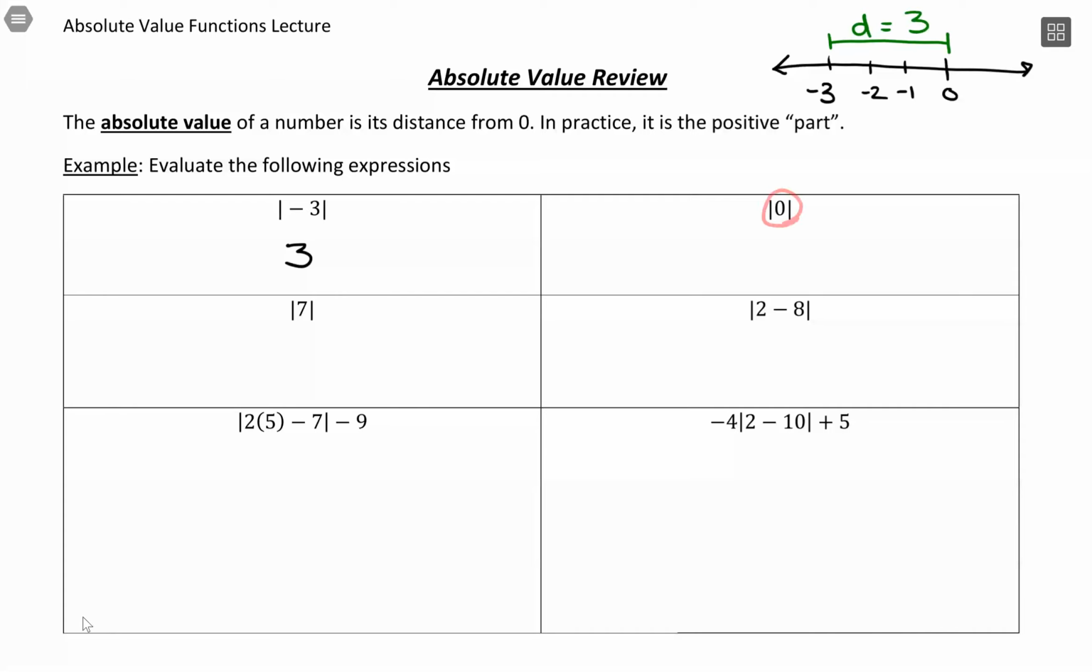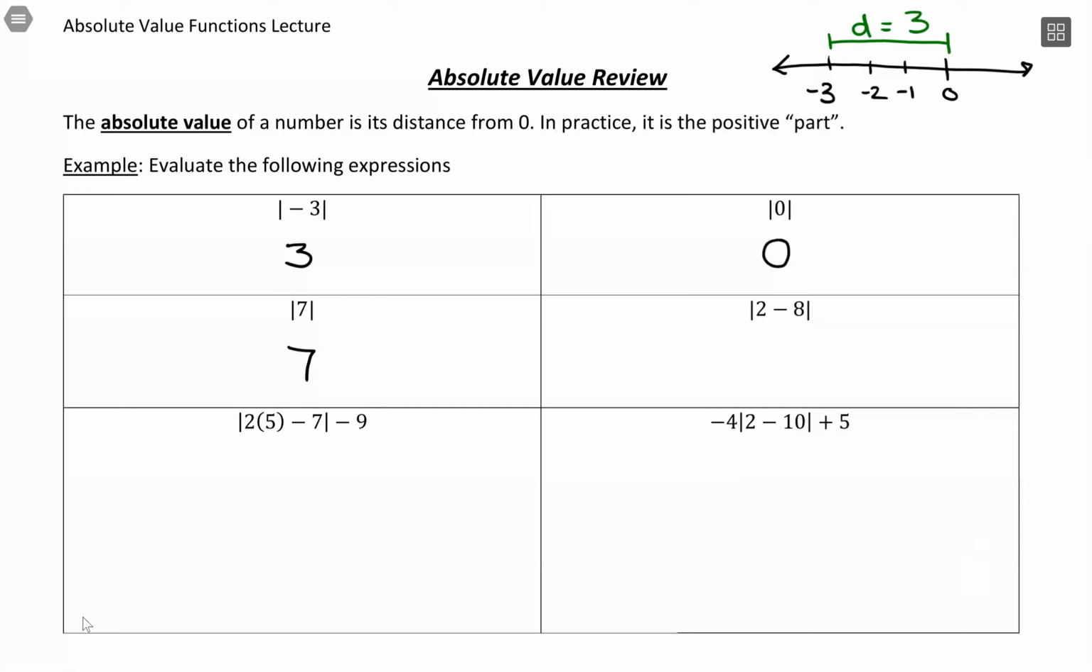If we want the absolute value of 0, well, the distance from 0 is 0. So if you have the absolute value of 0, it's just equal to 0. Absolute value of a positive number is just that positive number. 7 would have this distance of 7 away.